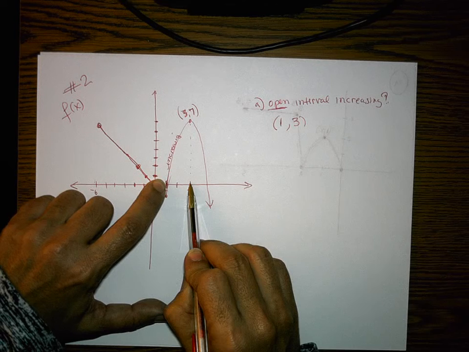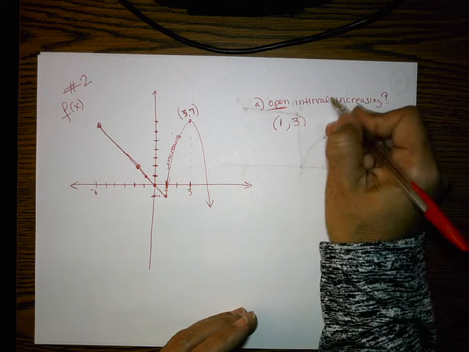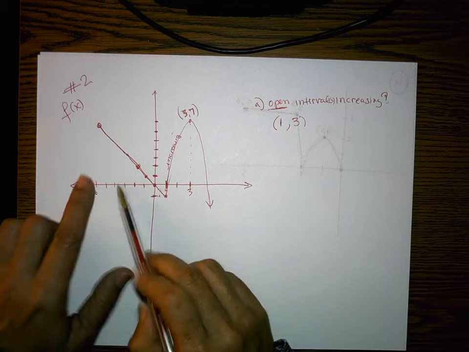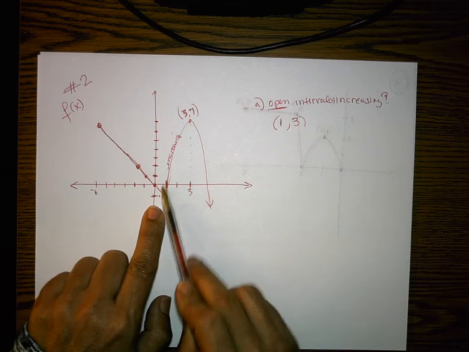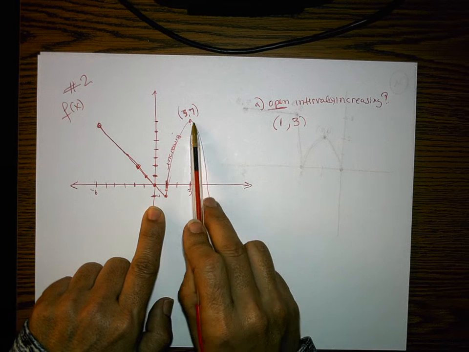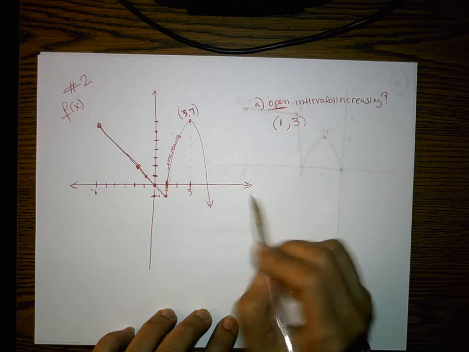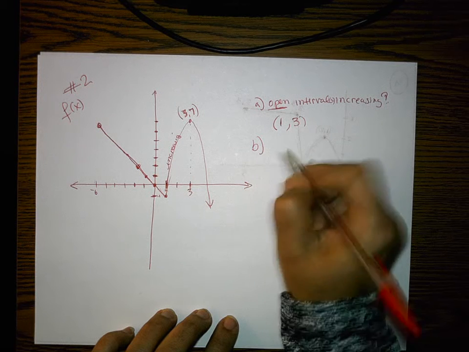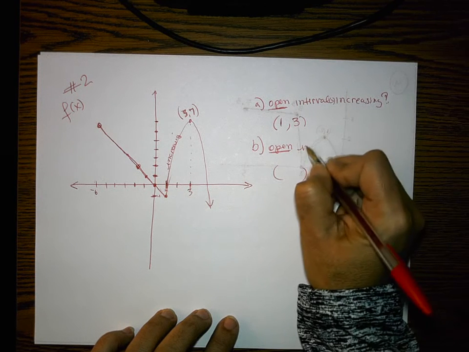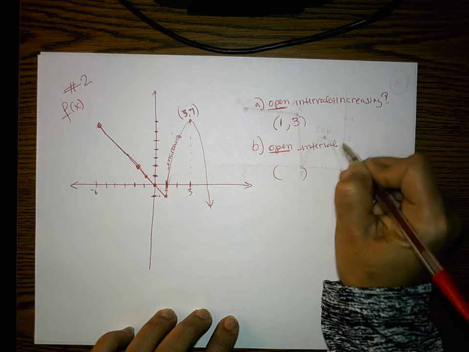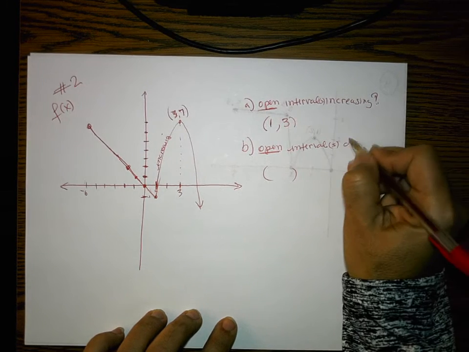Okay? They ask for open interval or intervals. Sometimes you have more than one. And I look at this graph, I see decreasing, and then I see an increasing portion, and then I see another decreasing. So there's only one increasing portion. Okay? Now in letter B, it asks for the open interval. Again, open means parenthesis, interval, or more than one, intervals, and where the function is decreasing.